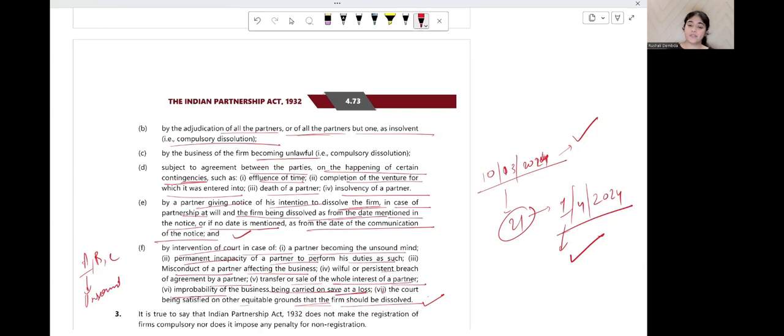Okay, clear everyone? Are the cases where dissolution of the firm comes into picture clear to you people? Yes, ma'am. Okay, let's go ahead.